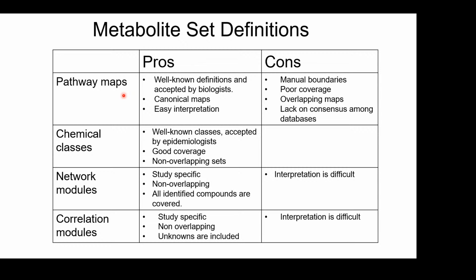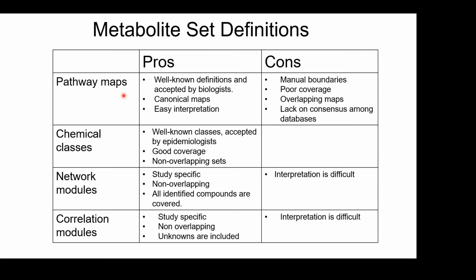Then we have chemical classes, where you take a group of chemically similar compounds and give them a class name, for example sugars or lipids or phospholipids. These are accepted by many epidemiologists. There is good coverage. Almost every chemical compound with a chemical structure can be assigned a chemical class, and they're non-overlapping, so you have distinct chemical classes. I don't foresee any problem or disadvantage of using chemical classes, except that the interpretation could be a little tricky sometimes.